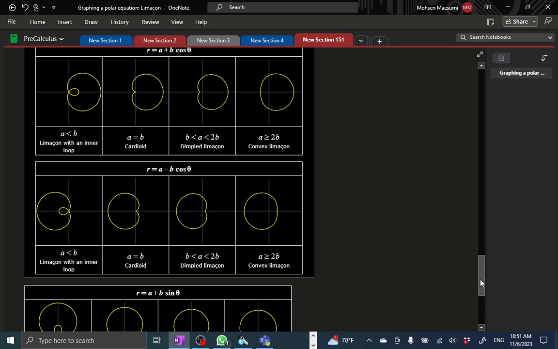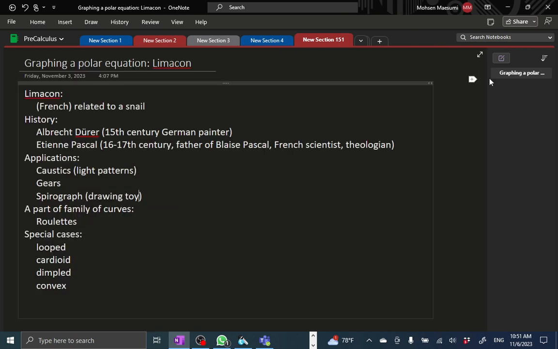Let's go learn a little bit about the history of this thing and where it comes from and why we are interested and so on and so forth. So the history of this goes back to Albrecht Dürer, a German painter and woodworker, who has a book on geometry of all things, and he talks about curves of this type. Next comes Etienne Pascal, 16th and 17th century. He is father of a famous figure by the name of Blaise Pascal, who was a French scientist and theologian. They also have contributions to this topic.